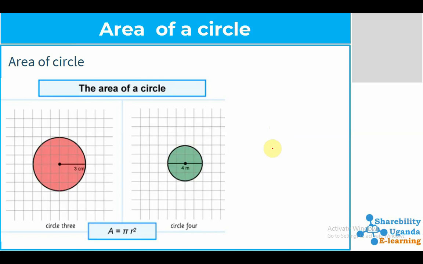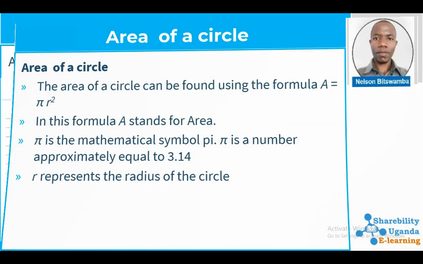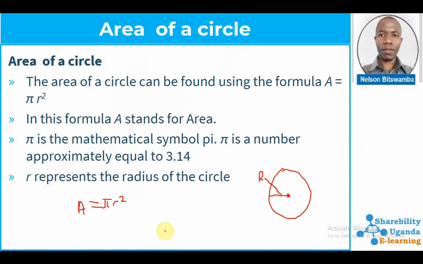Let's start one by one using our formula, area equal to pi r squared, where pi is approximately 3.14, and where our radius is half of the diameter. Then our radius shall be r what?